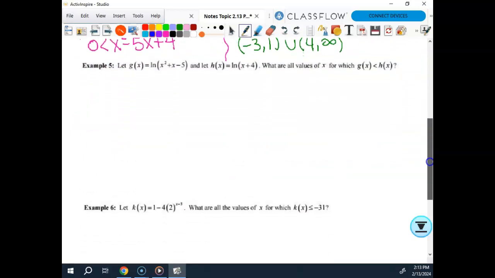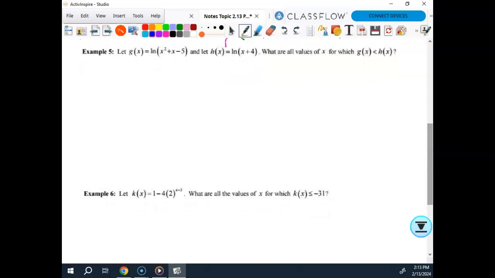This time, instead of giving us one function, they've given us two. We have g of x, which is this, h of x, which is this, and we want to know for what values of x g of x is less than h of x. Okay? So let's set that up. g of x, which is the natural log of x squared plus x minus 5, I want that to be less than the natural log of x plus 4.